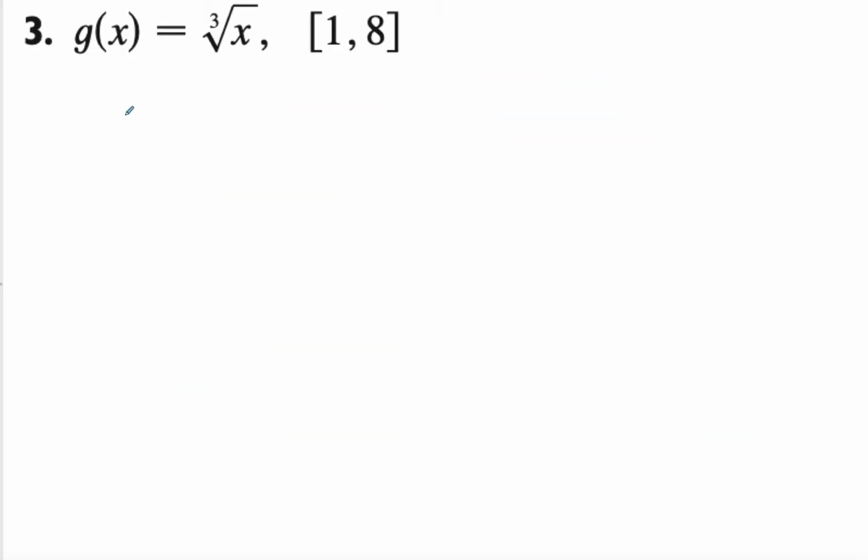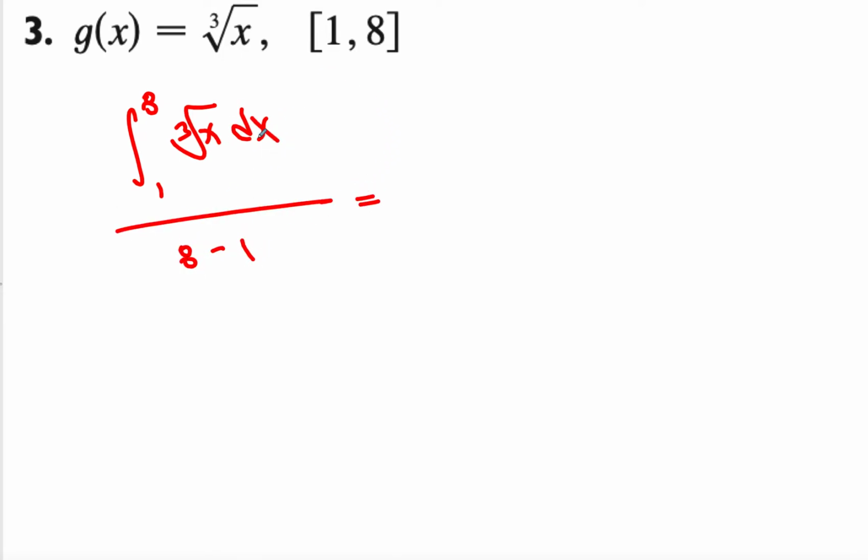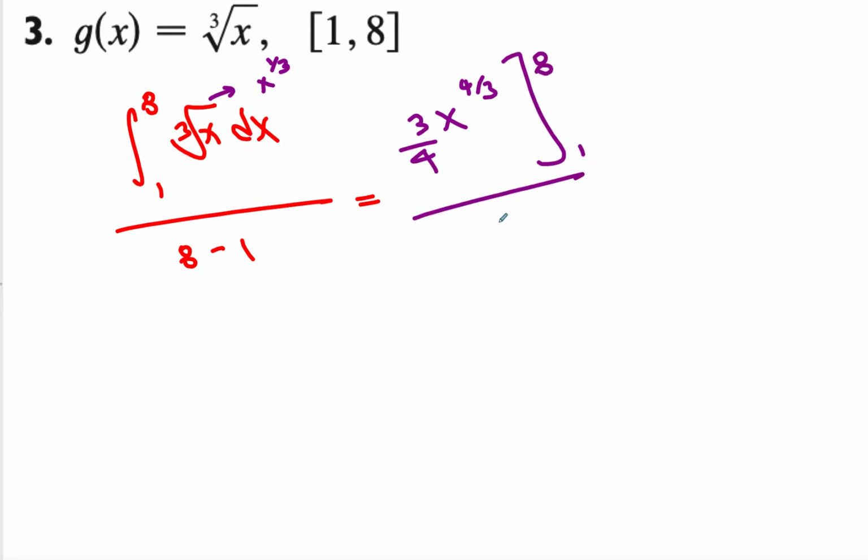All right, let's look at number 3. Same idea. I'm going to set up the integral from 1 through 8 of cube root of x dx, all over 8 minus 1. That's how we're going to start. If you remember, this is the same thing as x to the 1/3 power. Using the reverse power rule, it will be x to the 4/3 power times 3 over 4, and that goes from 1 through 8, all over 7.